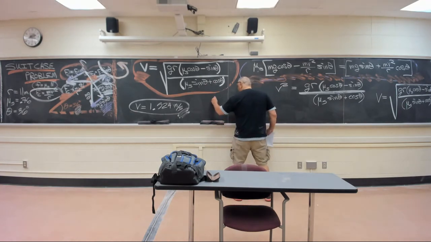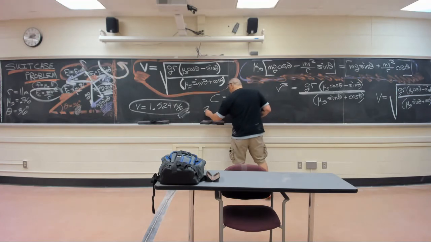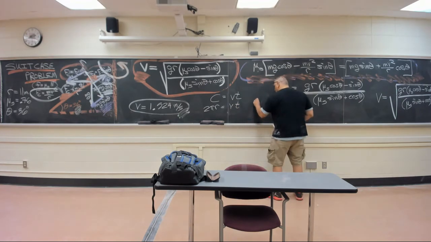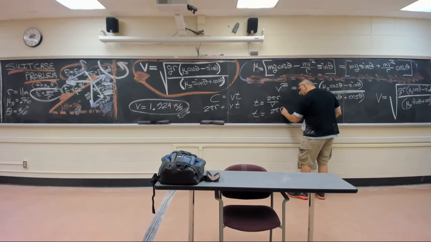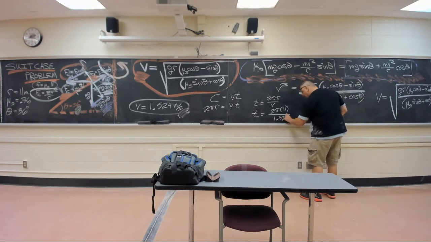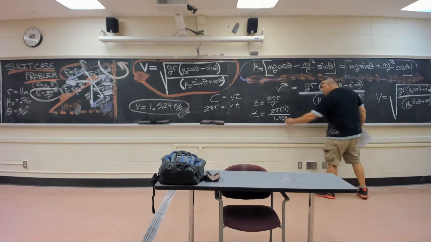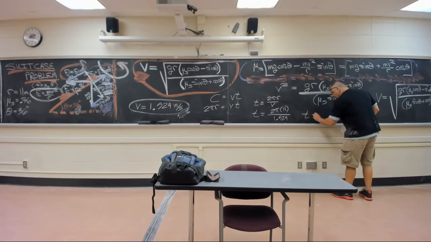Yeah, I got news for you. You're going to go around an entire circumference at a speed v for a time t. I'm going to see how long it takes to go all the way around. The circumference is 2 pi r. T is 2 pi r over v. 2 pi times 11 divided by 1.524. Do the math. It's going to take a while.